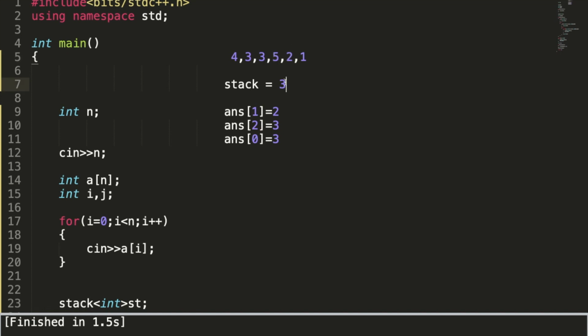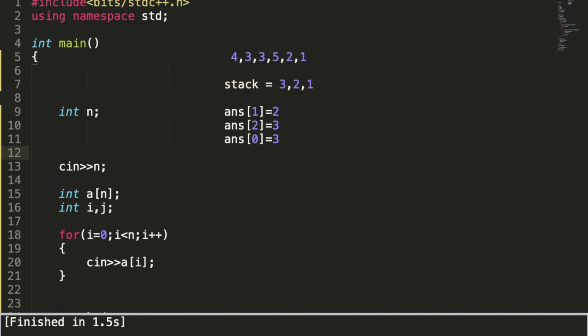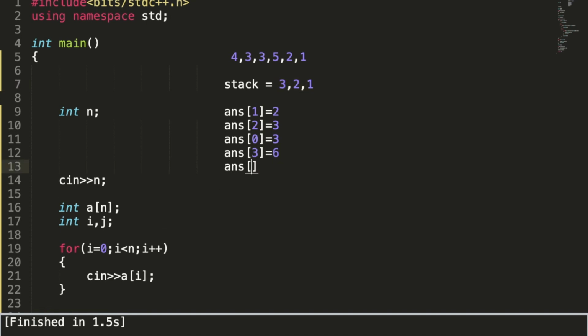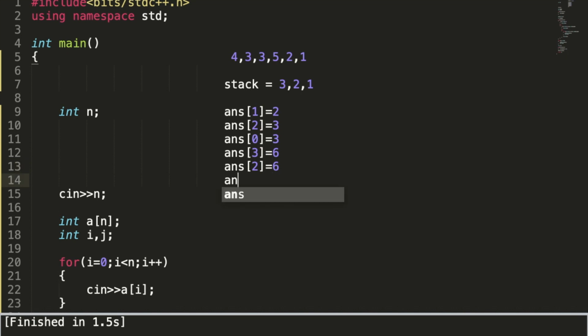Is 2 less than the top element of the stack? Yes, so we are going to keep it. Is 1 less than the top element? Yes, we are going to keep 1. Now the loop ends. So whatever elements are remaining in the stack, it means they don't have a next greater element. So by default, after all these operations are over, I am going to put all these values as n. So answer of 3 becomes n, which is 6. Answer of 2 becomes n, so n is 6. Fine. So this is how I have performed.